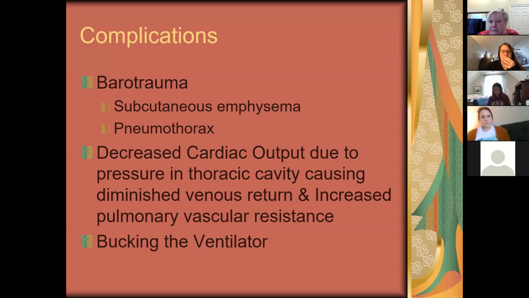With PEEP, is it still the standard to do the ABGs within 30 minutes if the settings change? Yes. With all ventilator changes, an ABG should be drawn within 30 minutes. Yes, ma'am. That's a standard of care. Absolutely. How do you know if it's good or bad?